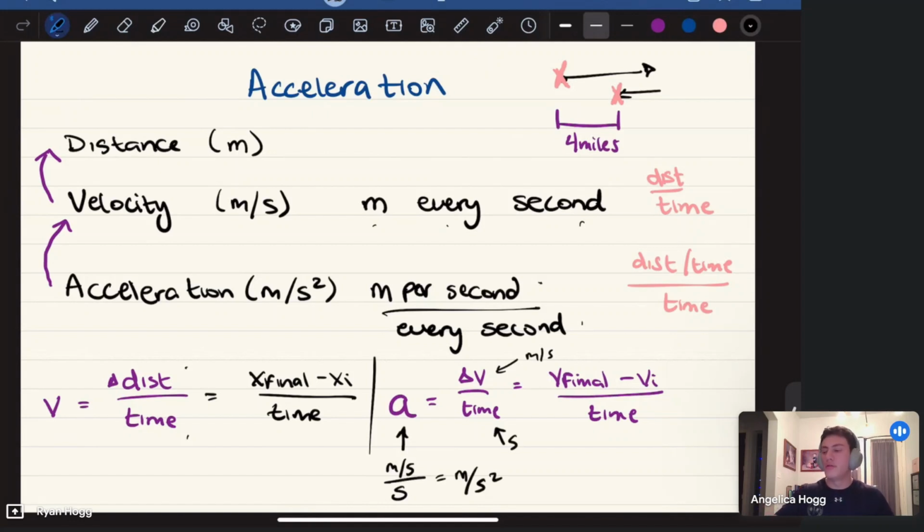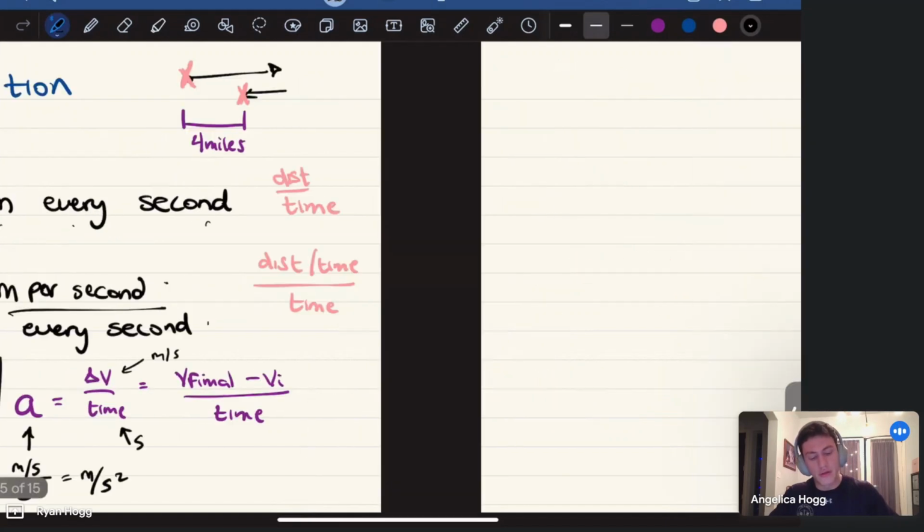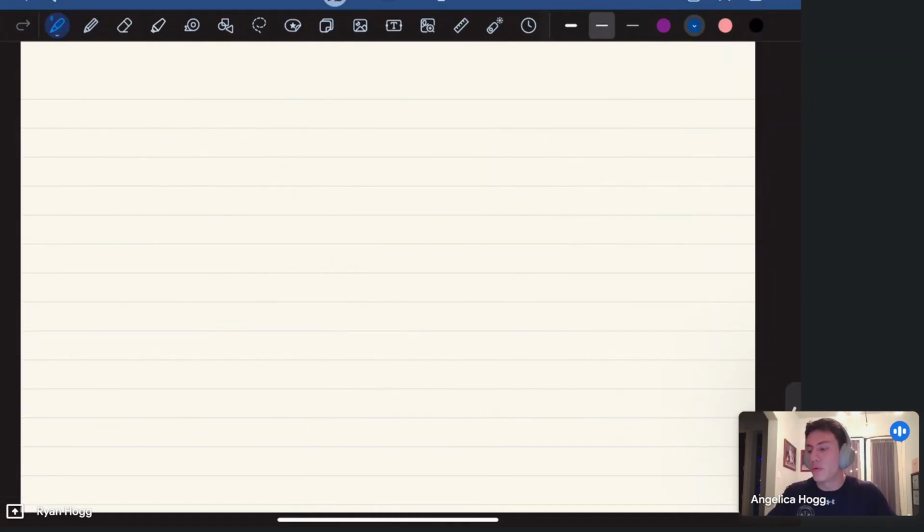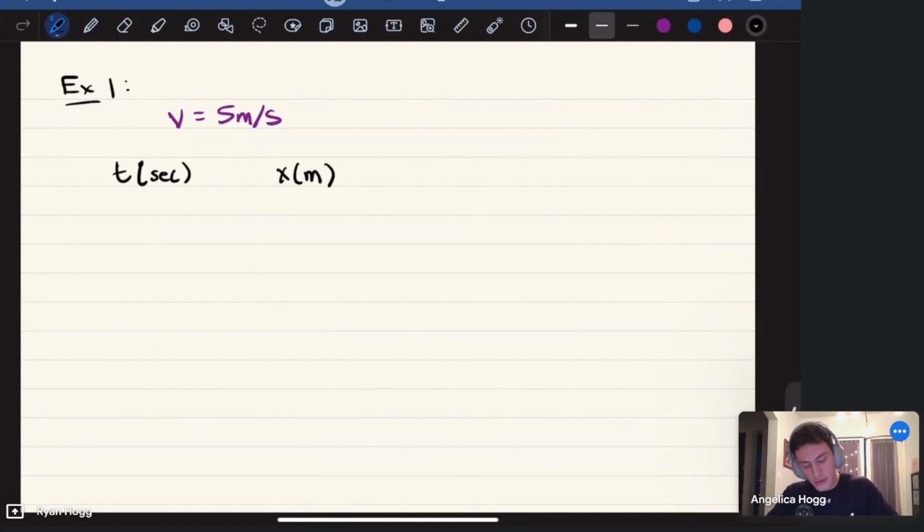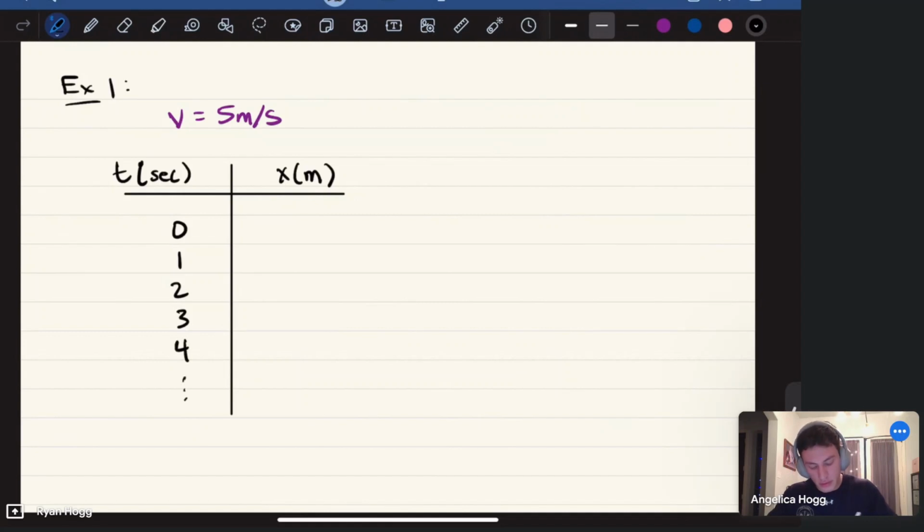So let's go and use a table as an example. I should clear things up a little bit more because it's a little bit more real world. For our first example, example 1, I'm going to say that we have a constant velocity of 5 meters per second. If we made a table with t as our time, every second, and distance in meters, we would have this right here. 0, 1, 2, 3, 4, and you'd go on so forth.